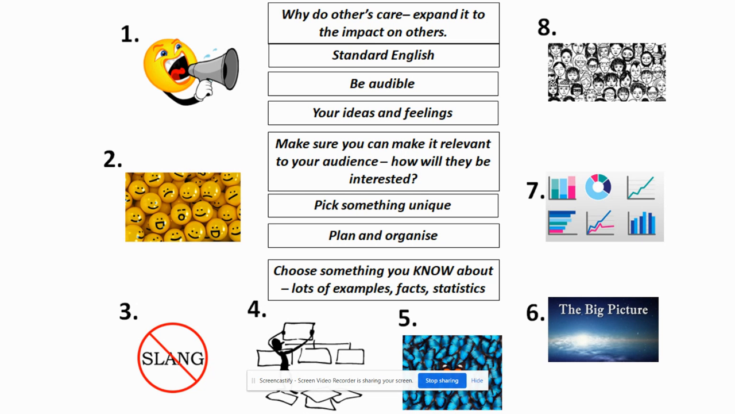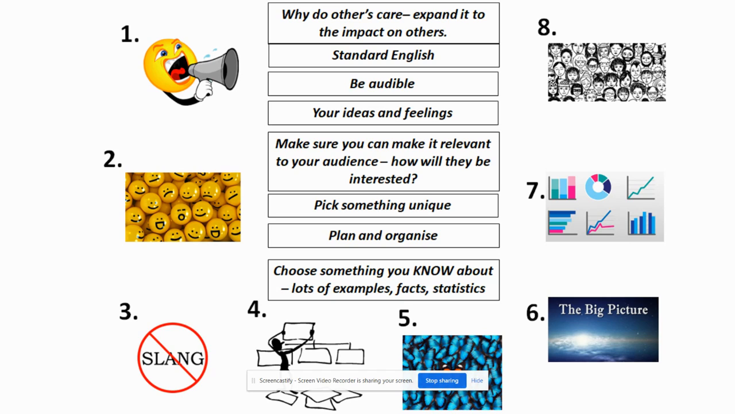Number 6 is the big picture. So this one is thinking about why others care, expanding on it. I always think of it like the ripple effect. So what effect does your topic have on yourself? Then your family and your friends, then your communities. So that might be the school that you're at or the local area that you're in.